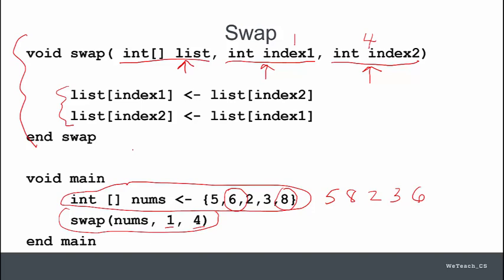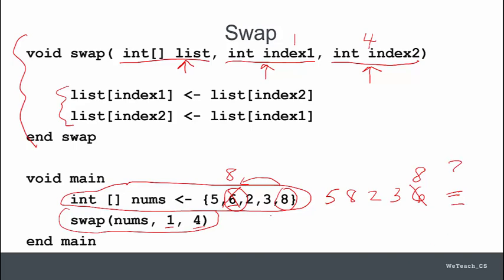Here's the problem. When the first statement is executed, position 1 of the array is reassigned the value in position 4, the 8, which means the original value in position 1, the value 6, is gone, erased, totally wiped out. So when the second statement is executed, position 4 of the array is assigned the value in position 1, which is now the value 8. And the resulting contents of the array are 5, 8, 2, 3, and 8. This is not what we wanted.